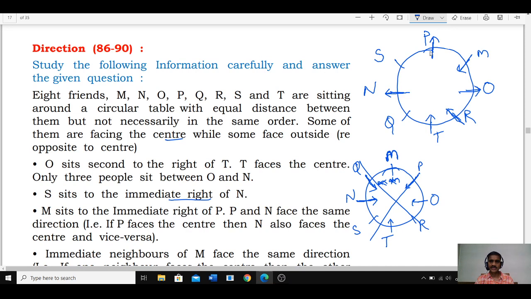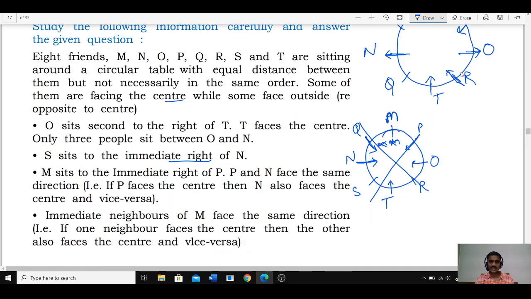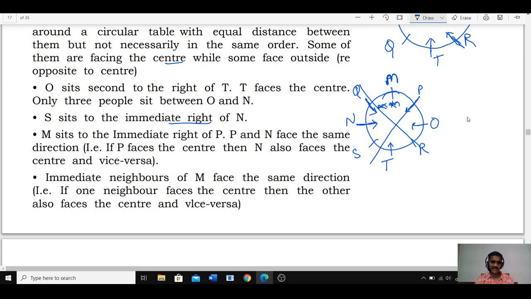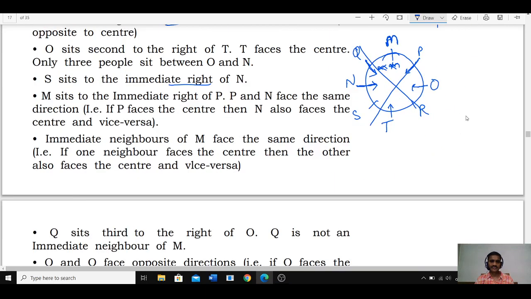M sits to the immediate right of P. P and N face the same direction. And immediate neighbors of M face the same direction. Immediate neighbors of M, P and O, they are facing the same direction.